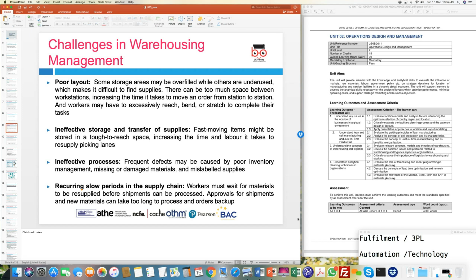Now, the other thing that we also look at is recurring low or slow periods in the supply chain. That means sometimes the whole concept of conveyor belts or automation was brought in because you would see workers waiting at their stations for the material to actually be received. And that was either being physically moved by another person, or it was being moved by equipment which was slow to transport the material. So that's why the concept of conveyor belts and automation in terms of robots was brought in, which sped up the flow of goods within a particular warehouse.